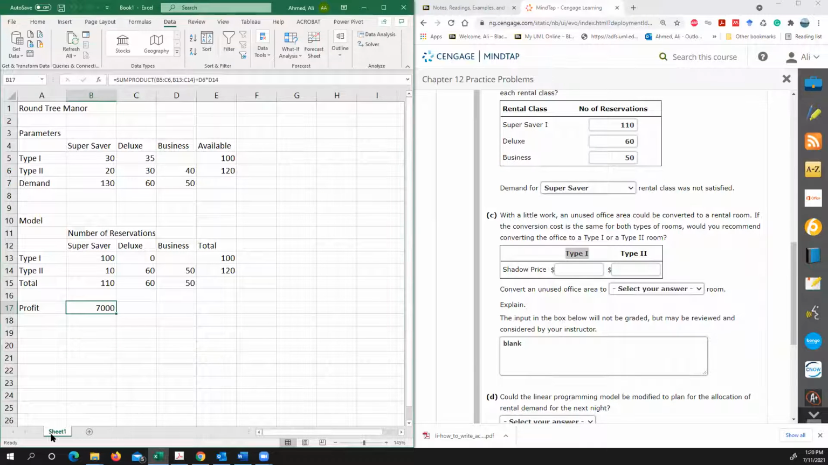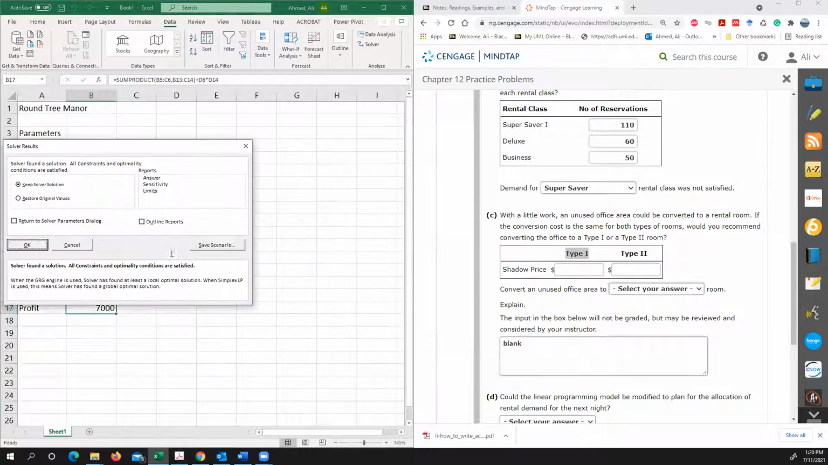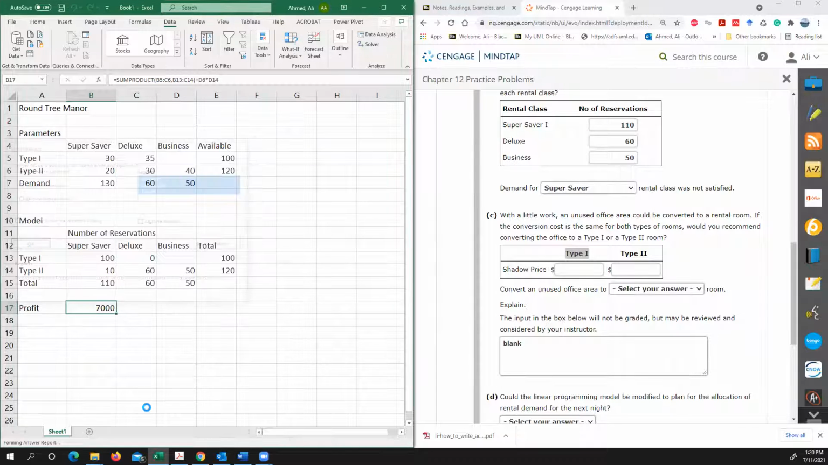And for this, we need sensitivity analysis. So we'll go here, solve it. I'll just print all the answers. So it gives us 3 reports.